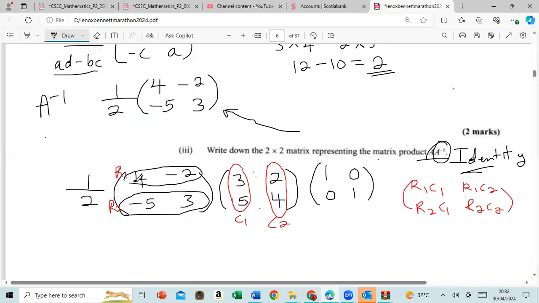So 4 times 3, that's 12. Negative 2 times 5, negative 10. So it's row by column. You're done with row 1, column 1, so you move on to the next one, which is row 1, column 2. This is column 2, 2 and 4. So 4 times 2, that's positive 8. Negative 2 times 4, minus 8.